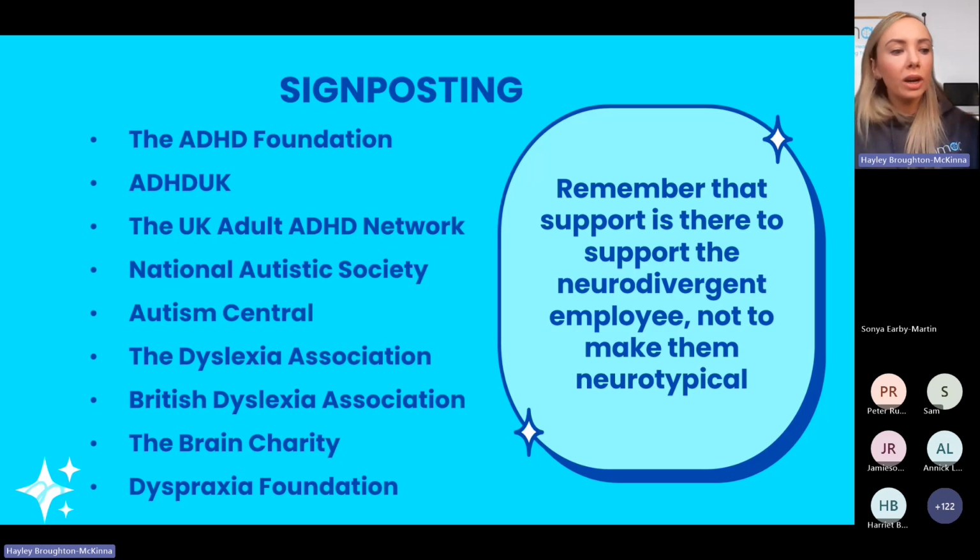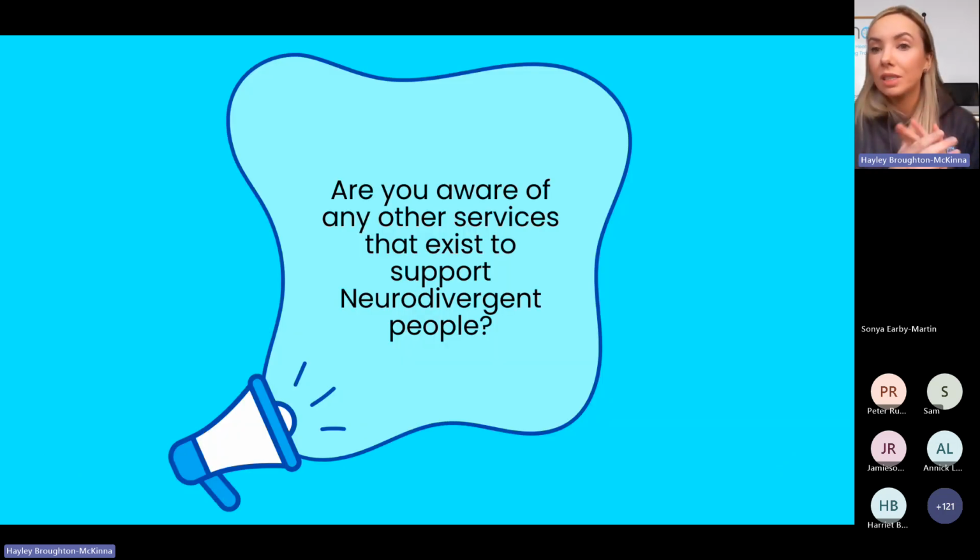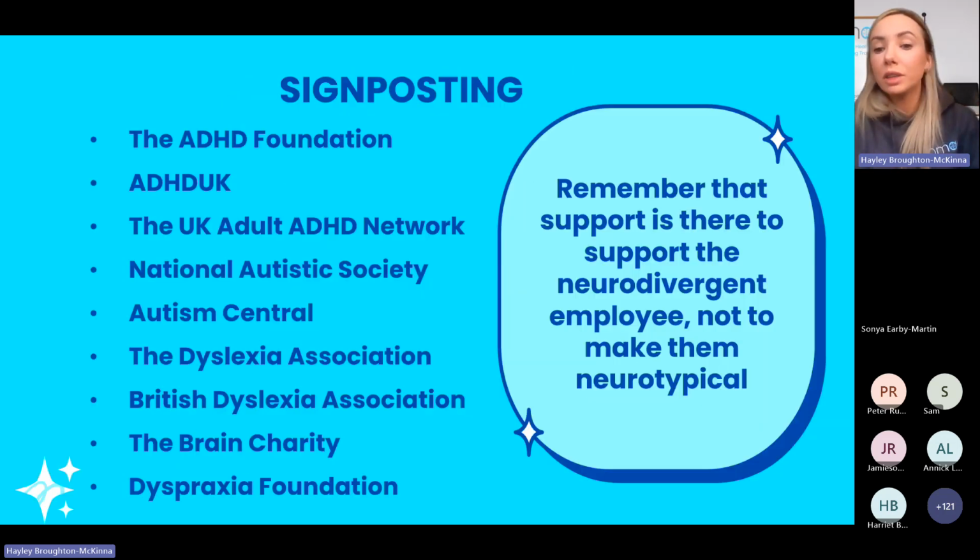When it comes to signposting support available, it would be brilliant here, and there's an opportunity in a minute, if you're aware of any other services, or anything that in your experience has been useful or beneficial, please share them in the chat so people can see them and make a note. But as well as things like your HR and liaising with occupational health, or referring people to your EAP for things like counselling or CBT, just be aware that while that can be useful, traditional talking therapies like counselling or CBT aren't always as effective for neurodivergent people.